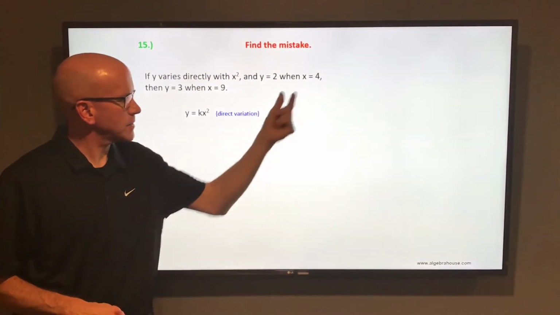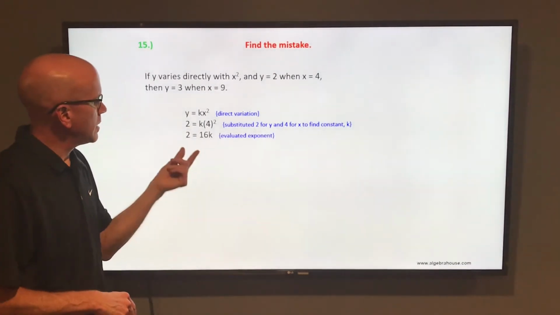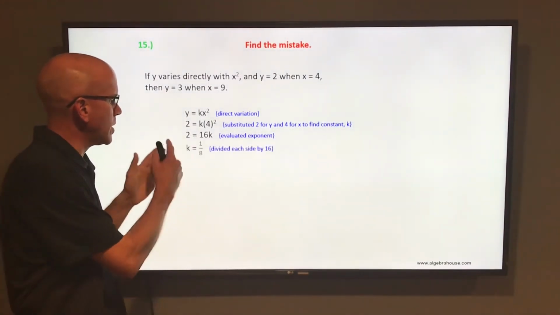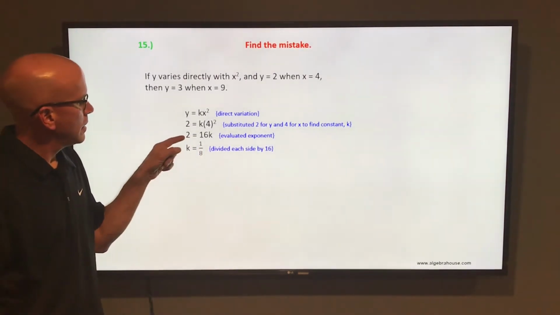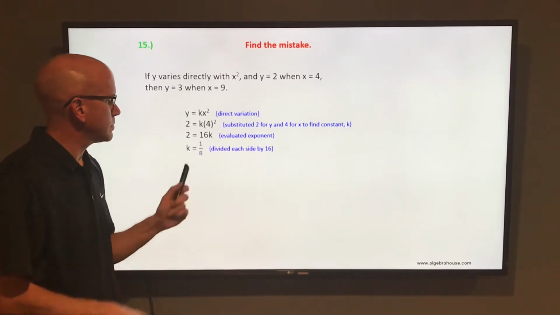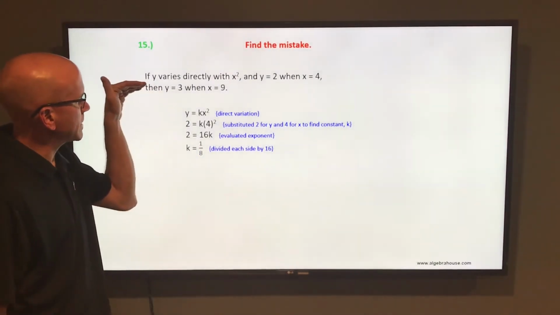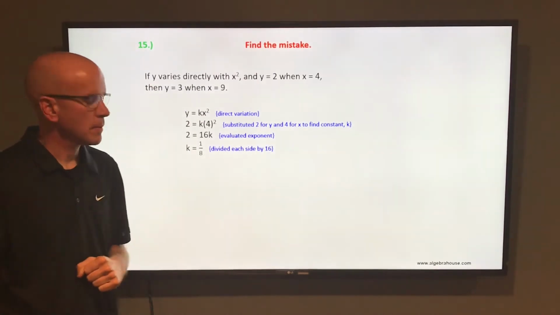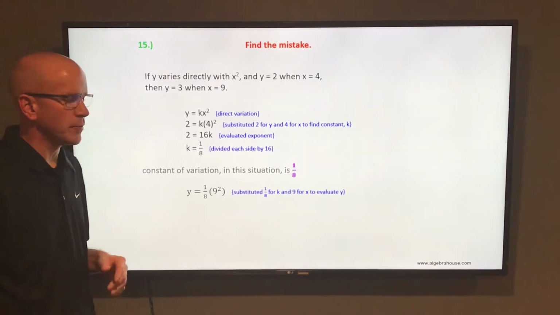Y is 2 when x is 4. Put 2 in for y, 4 in for x. You have 2 equals 16k. The constant of variation is 2 over 16, or 1 over 8. If you divide each side by 16 here, k, the constant of variation, is 1/8. Now we're going to apply that to this. It says y is 3 when x is 9. We're going to prove that wrong.